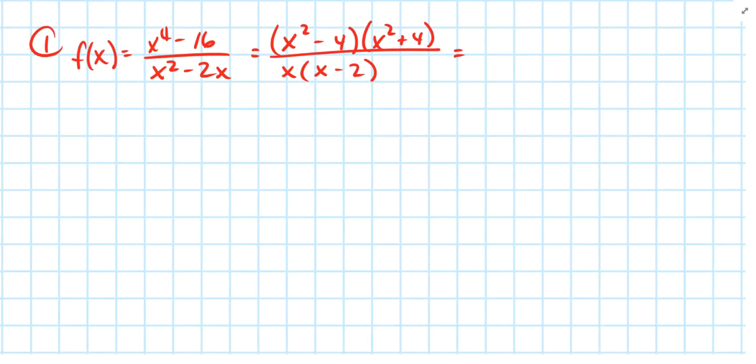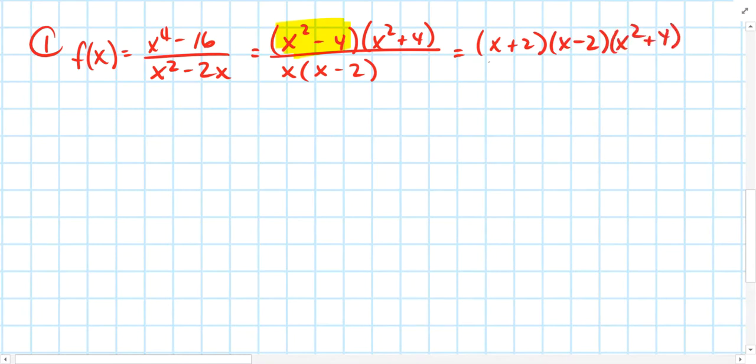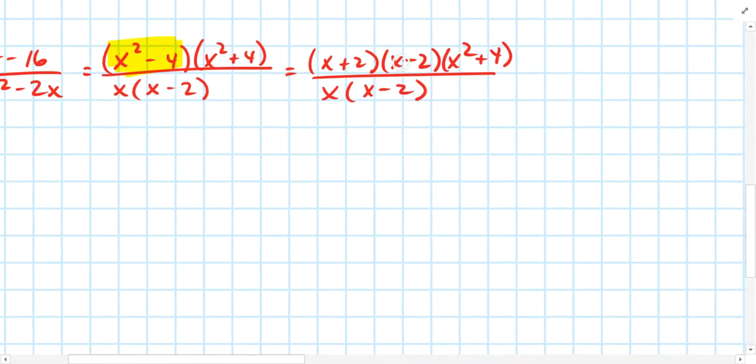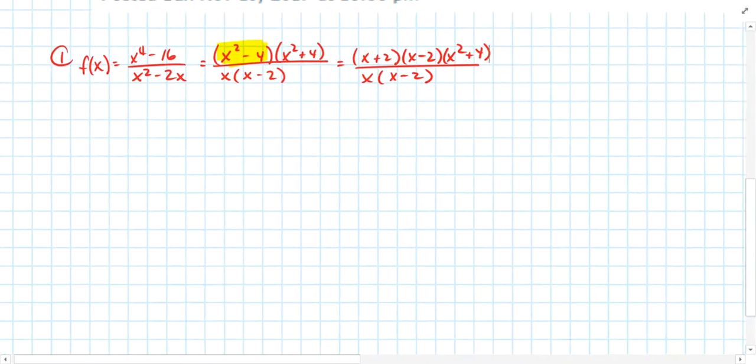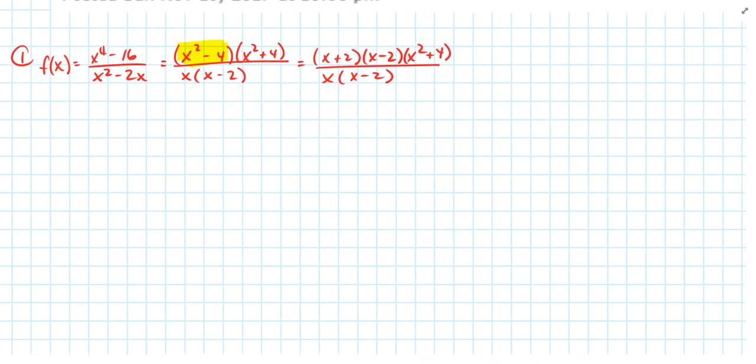Now, what makes this one kind of interesting is that we've got an additional difference of squares here that can be factored further, and I'll call that x plus 2 times x minus 2, x squared plus 4, and then again x times x minus 2. And so these factors, x minus 2, will factor out and therefore produce a hole in the graph. And so I'll address that in just a moment, but first off, let's talk about the horizontal asymptotes.